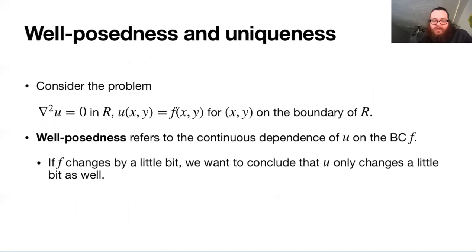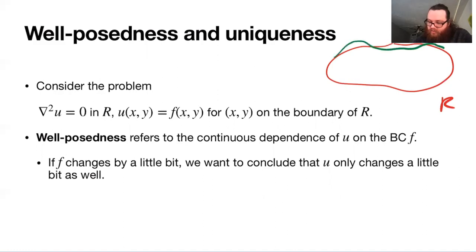And so one question is, if you change the boundary condition by a little bit, is that going to change the solution u by a little bit or a lot? So what does that look like as a picture? Well, here's our region R. And so maybe here's our boundary data F. So this is F. And the question is, if we change this boundary information by a little bit, what would that look like?